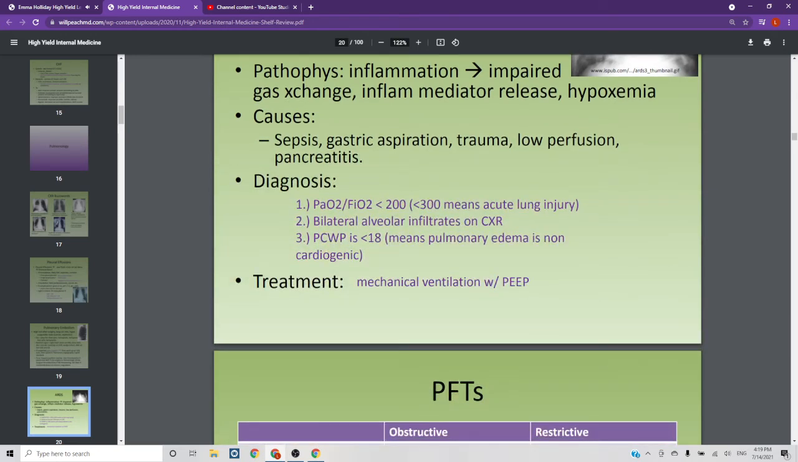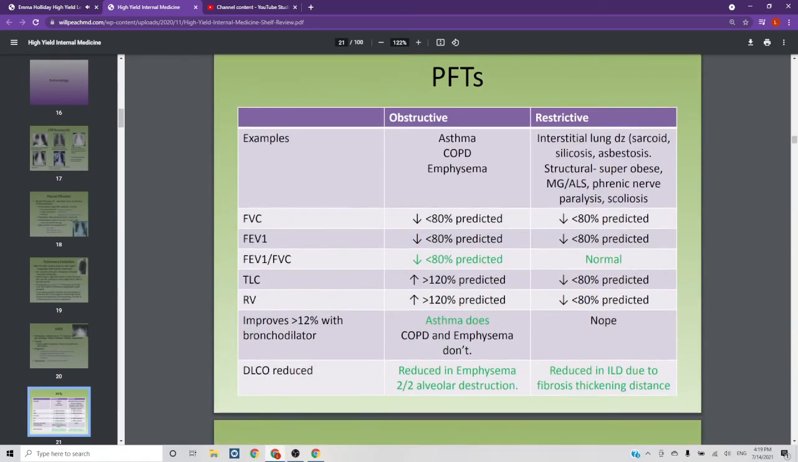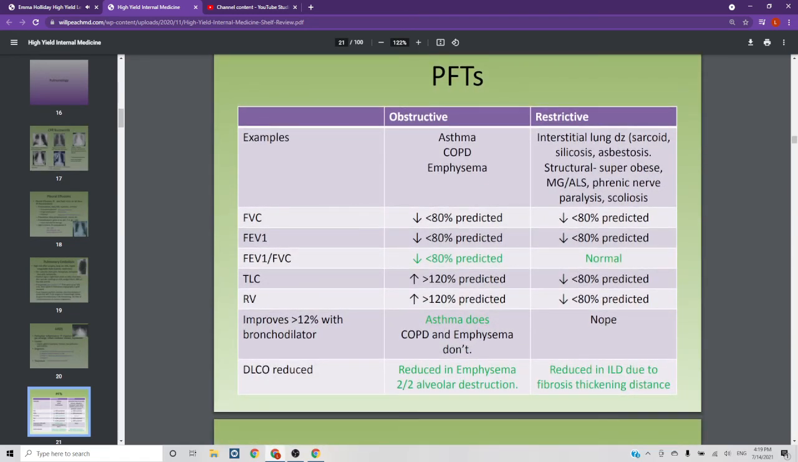Okay, so as far as pulmonary function tests, I know that they do a pretty good job in the noon lectures teaching you guys about this, so I'll really only hit the highlights here. As far as obstructive versus restrictive, look at the FEV1 to FVC ratio. That's really where the money is. If that ratio is decreased, if the FEV1 is disproportionately decreased compared to the FVC, we're dealing with an obstructive process. And if the ratio is normal, both the FEV1 and FVC are decreased to an equal extent, then we're probably dealing with restrictive disease.